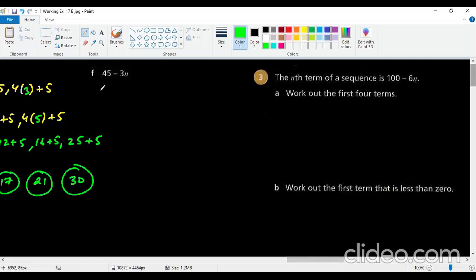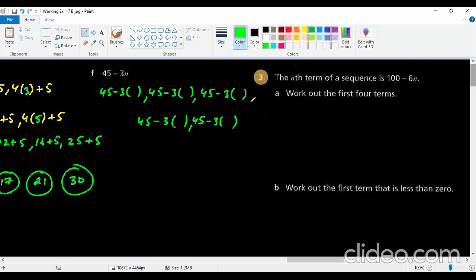Now comes 45 minus 3n, and I will write this 5 different times. 45 minus 3 times 1, 45 minus 3 times 2, 45 minus 3 times 3, 45 minus 3 times 4, and 45 minus 3 times 5. In here I've replaced n with the numbers 1, 2, 3, 4, and 5.